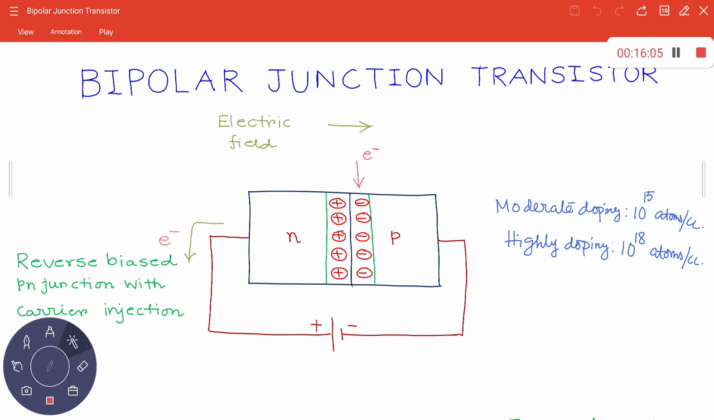And since you have the presence of electric field, whenever you inject some electrons, they are mobile charge carriers, they are not immobile. So because of the presence of this electric field, these electrons will be absorbed. And if the electrons are absorbed in this way, you can expect there will be a positive current flow in that direction.